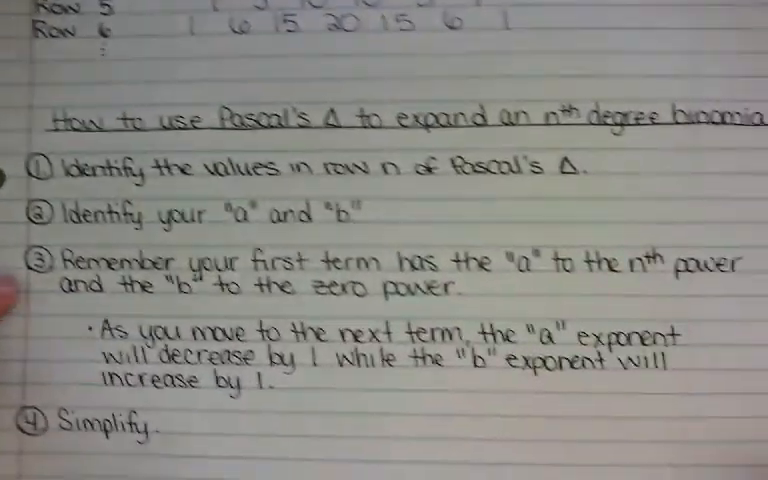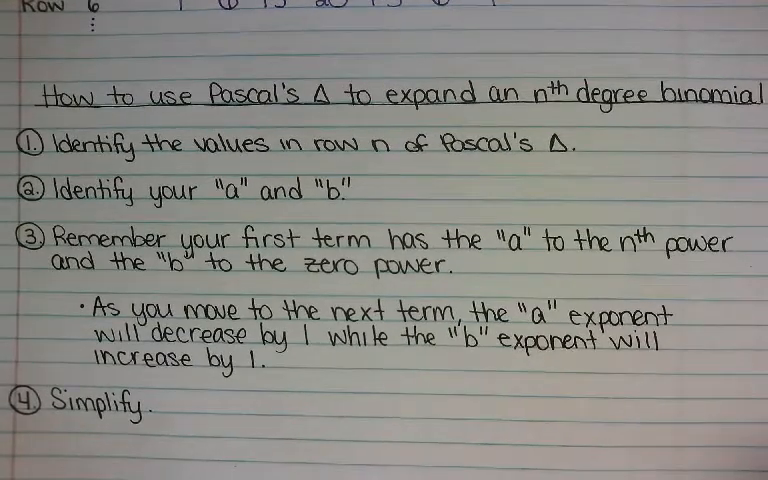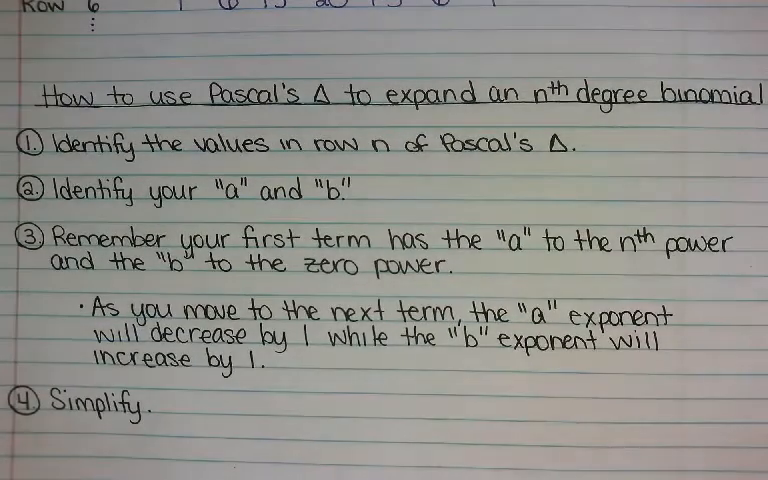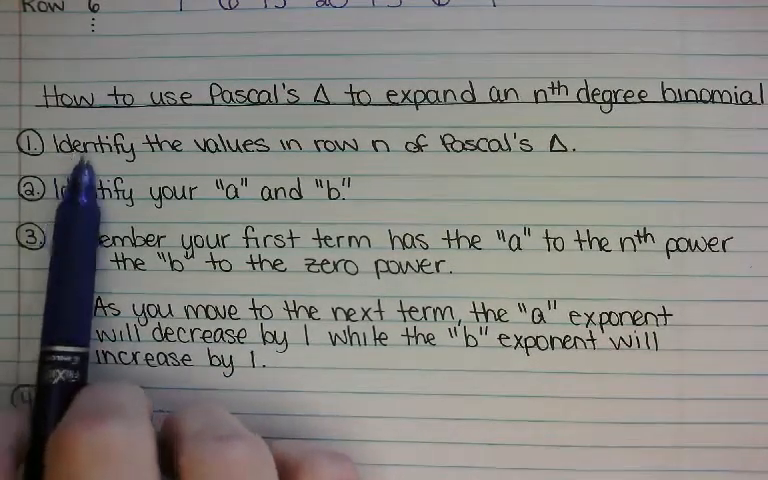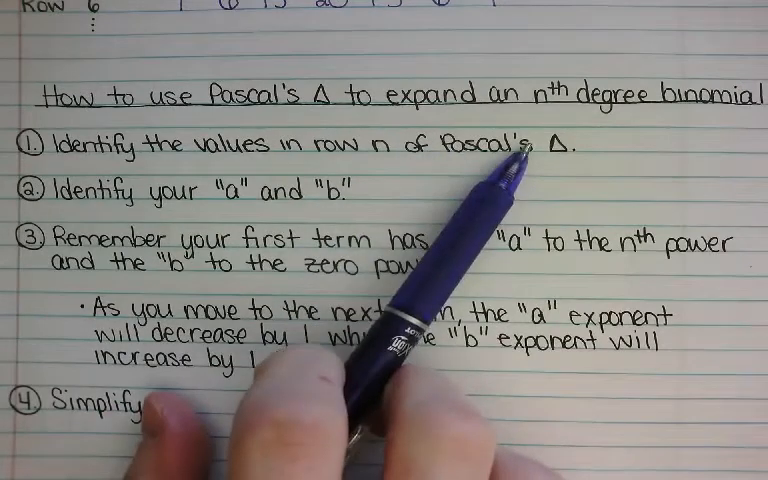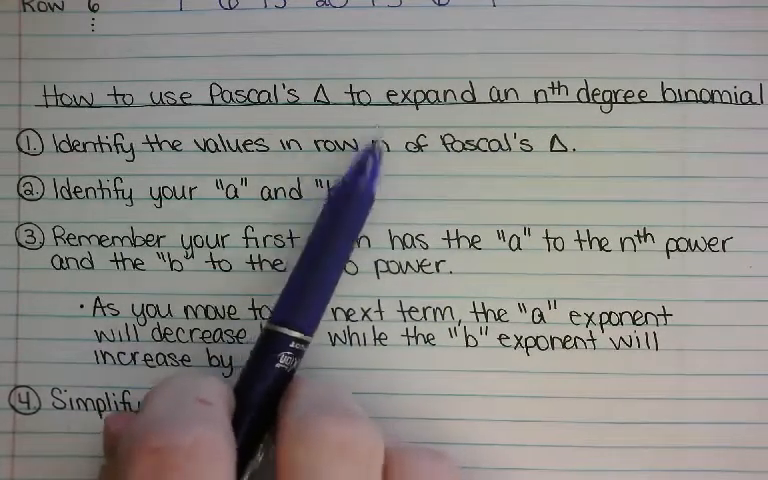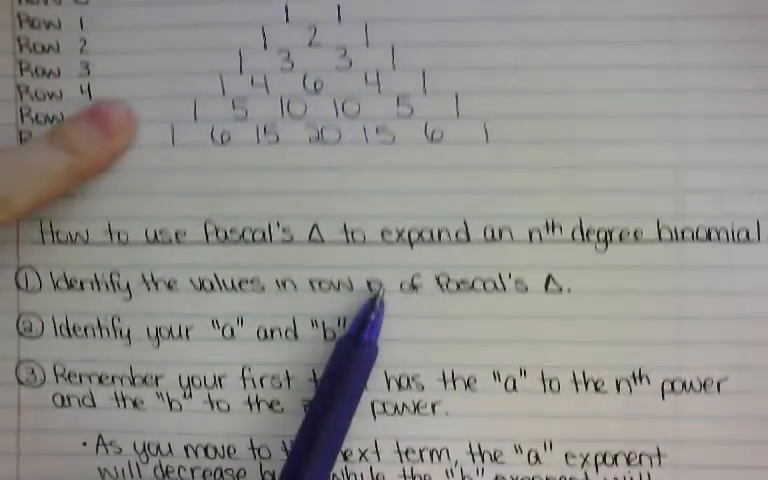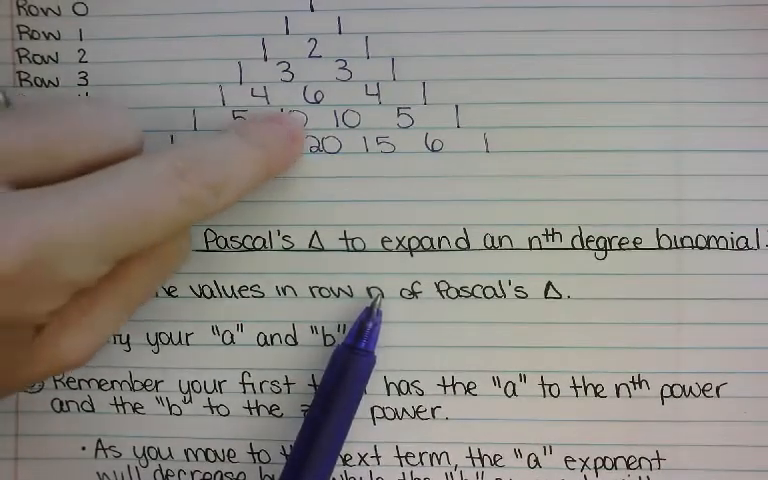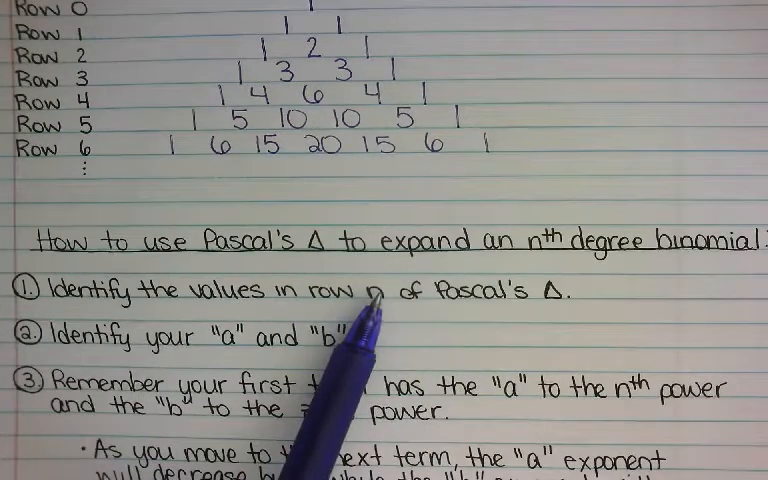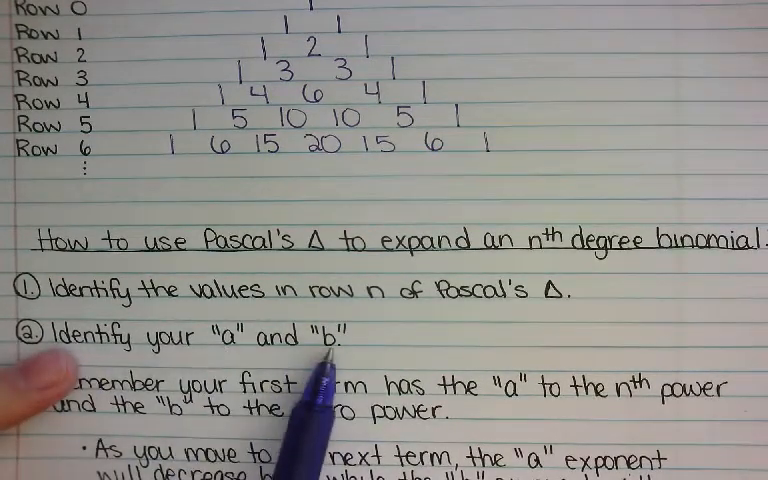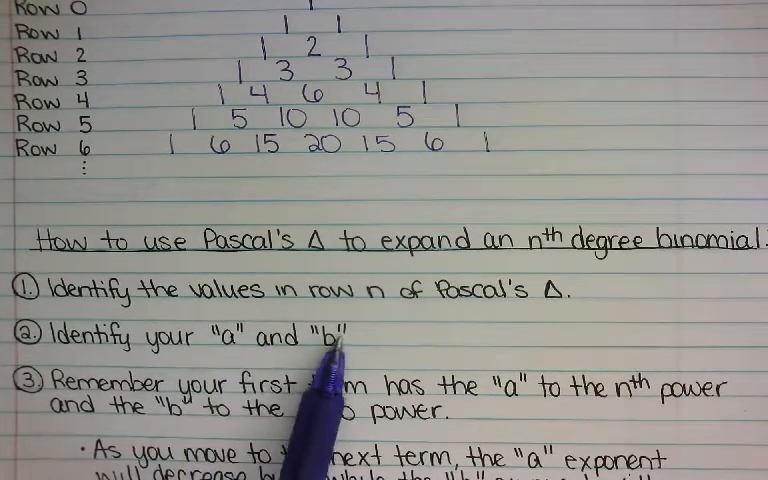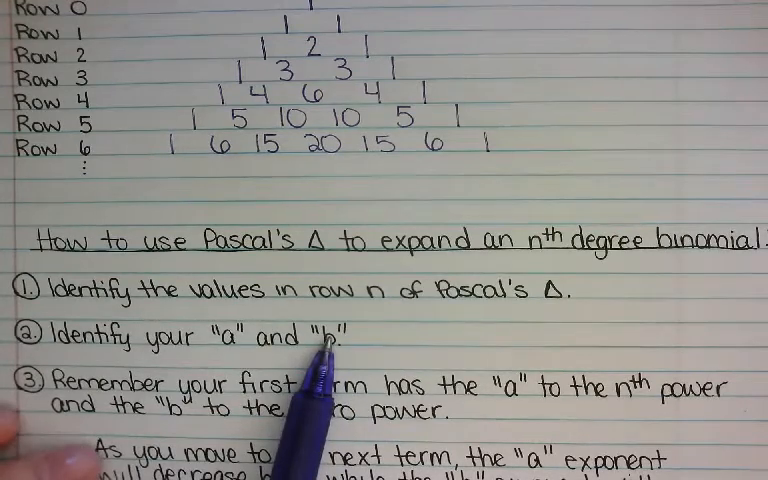So we're going to use Pascal's triangle to help us expand our binomials so that way we don't have to distribute like crazy. So first of all, you've got to identify the values in row n of Pascal's triangle. So whatever the degree of the binomial is, you're going to go to the row and you're going to know that these are the numbers in front of your variables. Okay. The next thing is you're going to identify the A and the B in the binomial. So like what's the first term in the binomial? What's the second term in the binomial?